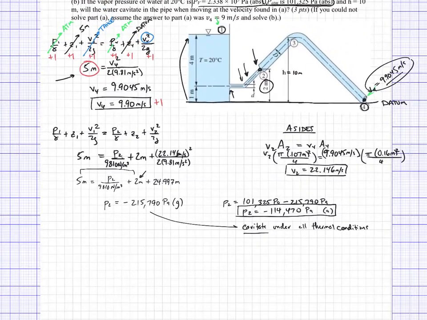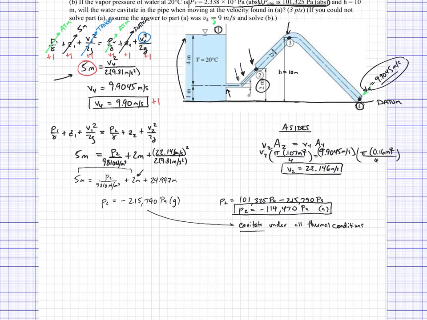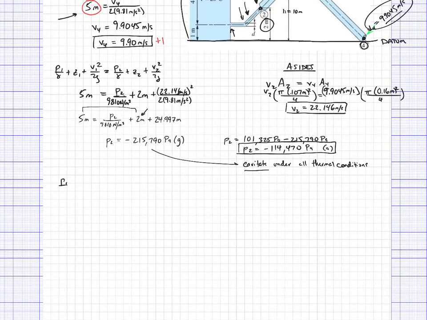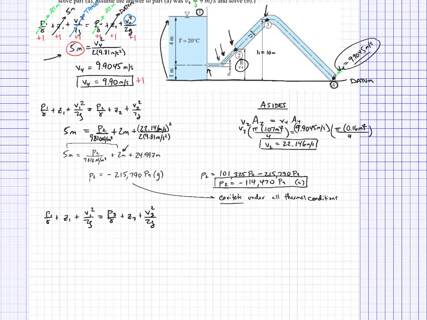However, some of you guys instead are going to try location 3. Ideally, you would have done both. So let's check location 3. Okay, so let's do this again. And I'll say P1 over gamma plus Z1 plus V1 squared on 2G equals P3 on gamma plus Z3 plus V3 squared on 2G. Okay, so location 3 is right there. Remember, the whole left-hand side of this is going to be 5 meters.